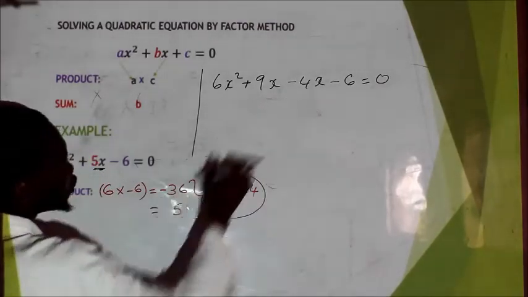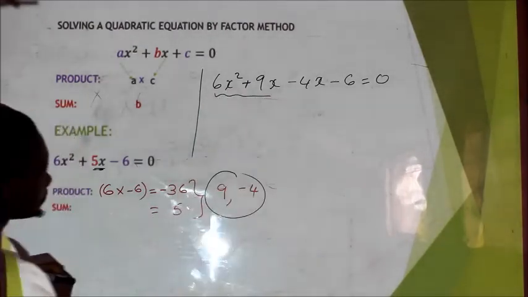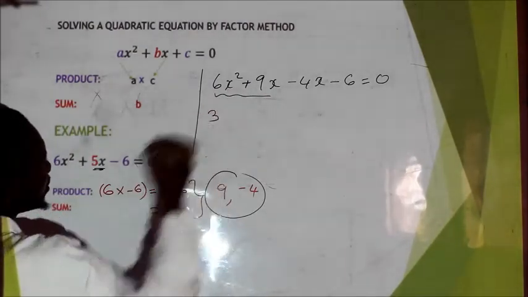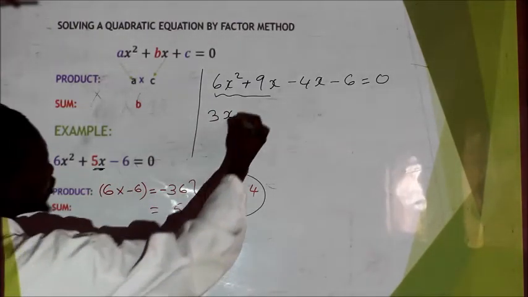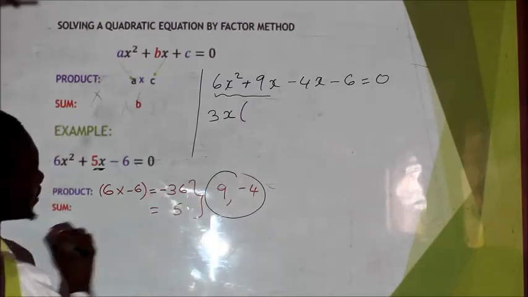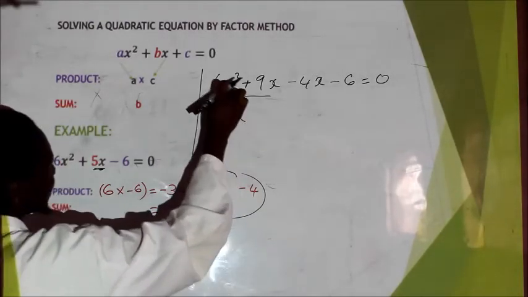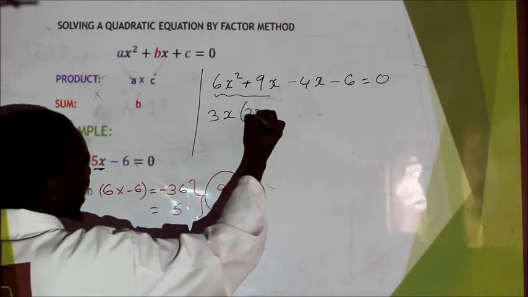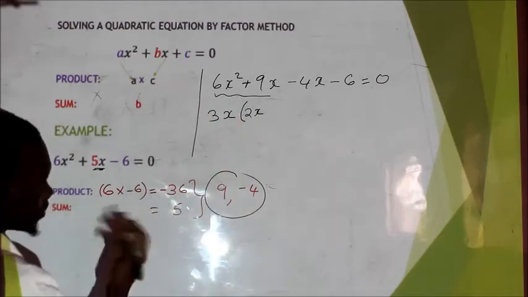So now that we've broken it into two parts, we now factorize. What's common here? I can see 3 is common and x is also common. So I'll write that outside the brackets, and then inside the brackets, the number to put here is the one such that when I multiply by it, I get 6x squared, which is going to be 2x. 3x times 2x gives me 6x squared, correct?